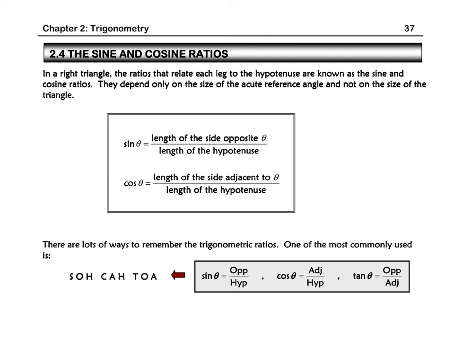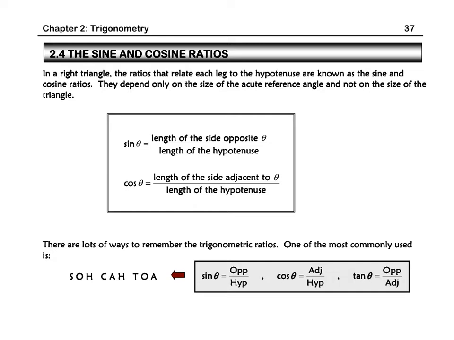Okay, section 2.4 is on the sine and cosine ratios, and you'll find this material very similar to what we did with the tangent ratio, except you're talking about a different ratio of sides now. So the sine ratio by definition is the length of the side opposite the angle of reference over the length of the hypotenuse. And the cosine of an angle is the length of the side adjacent to the angle of reference over the length of the hypotenuse. There's lots of ways that people use to help remember the trig ratios, and one of the most commonly used is SOHCAHTOA.